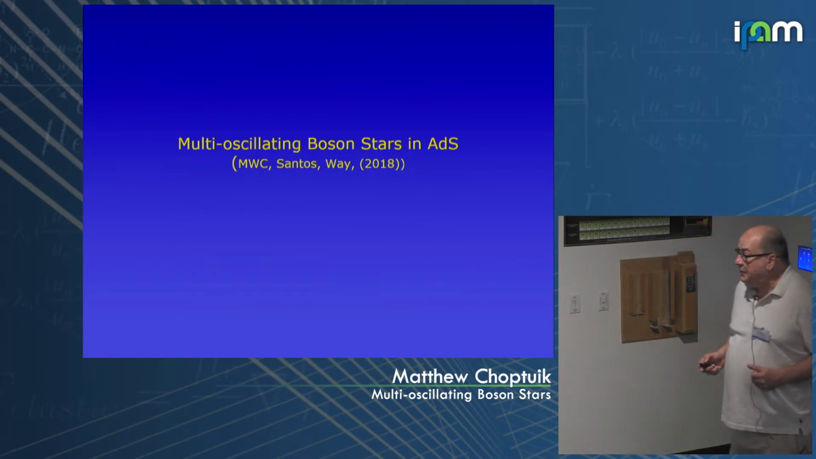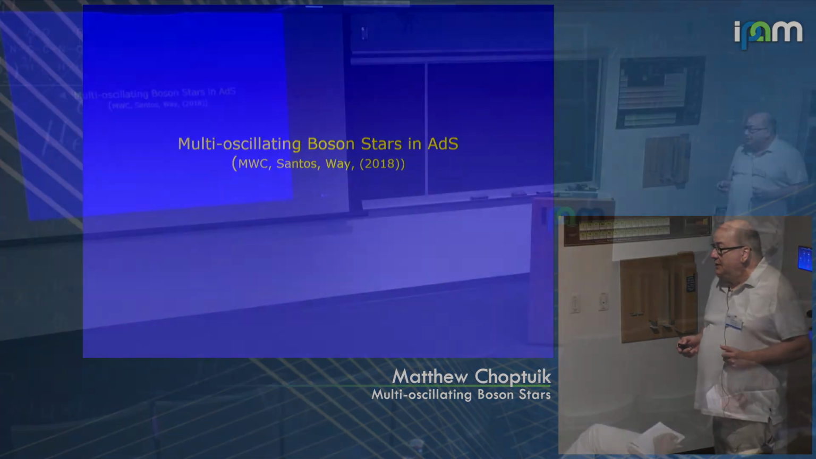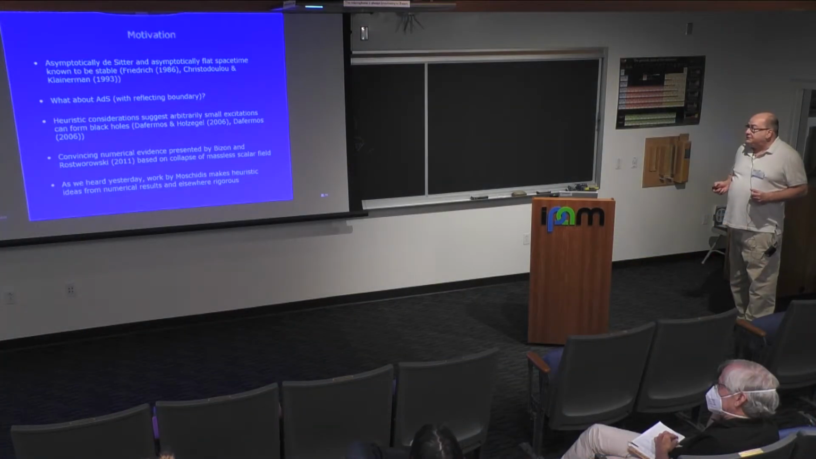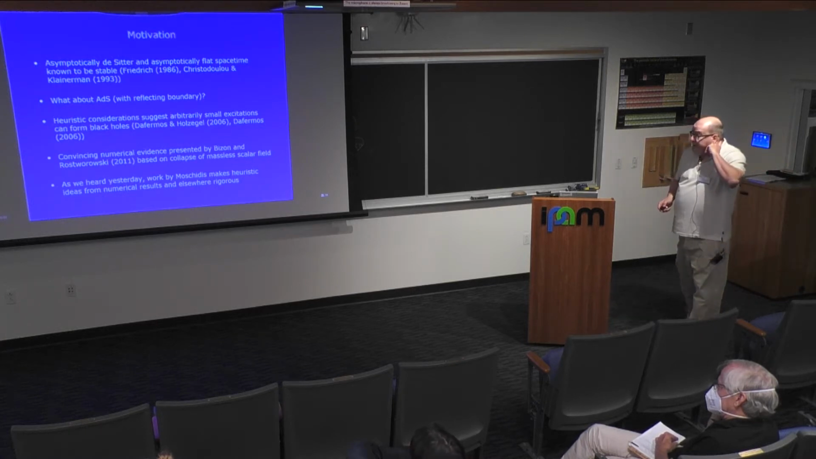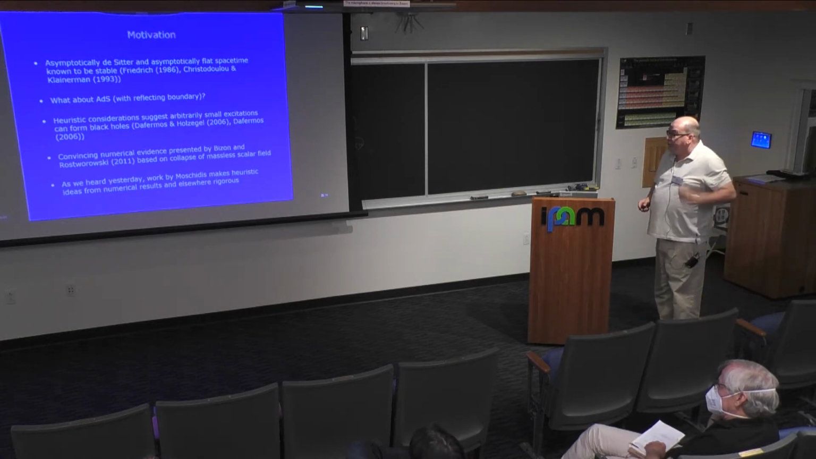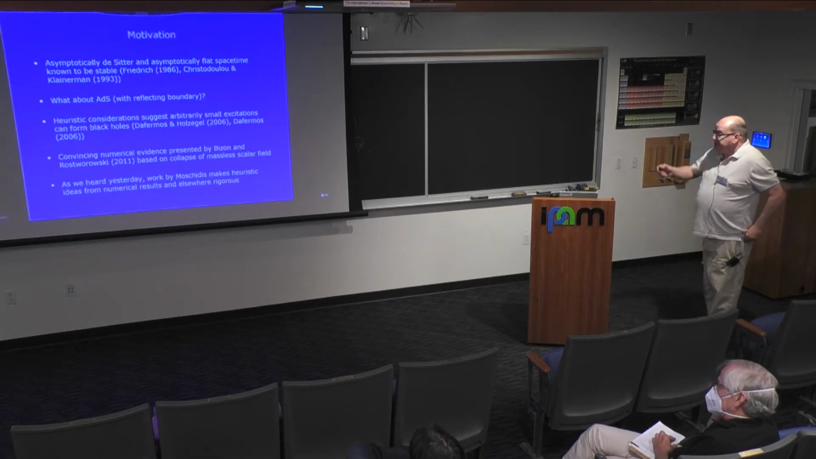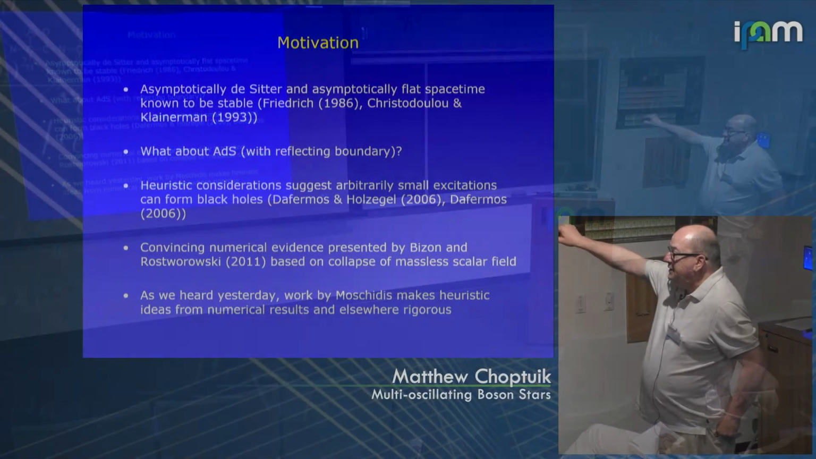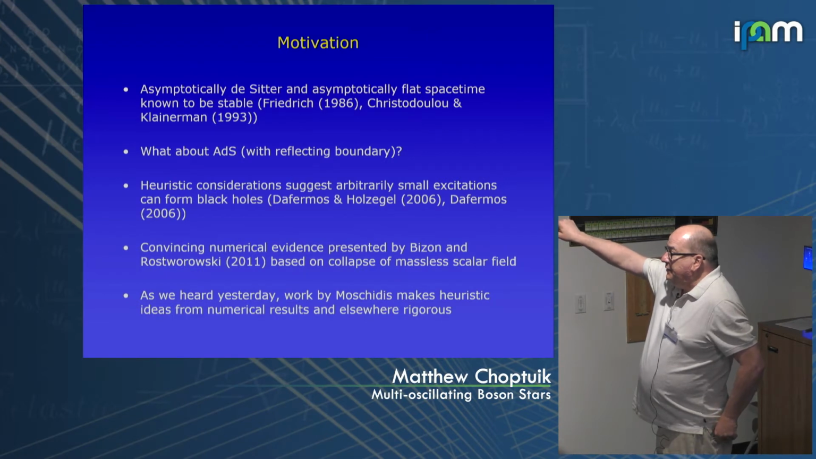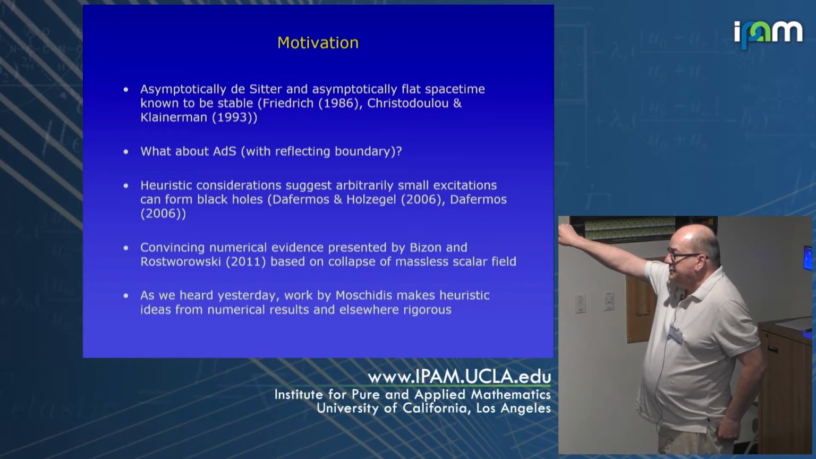Okay, so let's get into the multi-oscillating boson stars. What are they? So first of all, let's get some motivation. So AdS and asymptotically flat spacetime are known to be stable. And the question is, what about AdS? We had a nice talk by Moskides yesterday talking about this, and the conditions I'm going to be imposing all the time today is reflecting boundary conditions at the outer boundary of AdS.